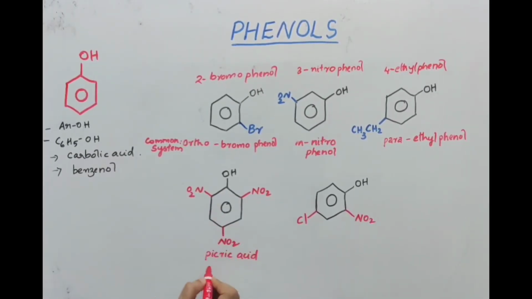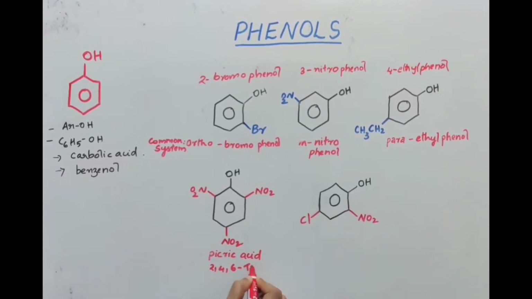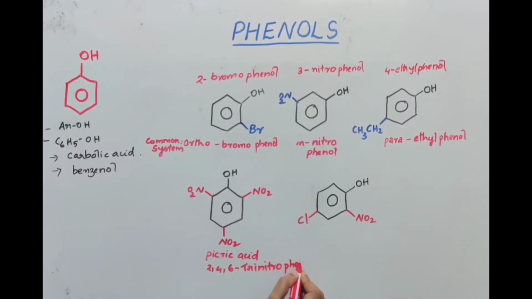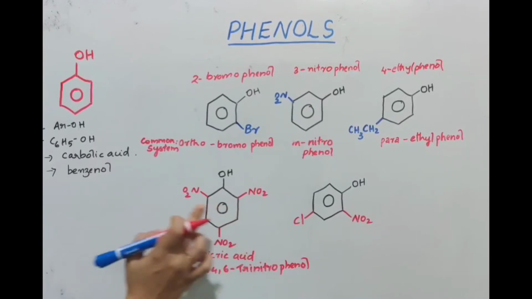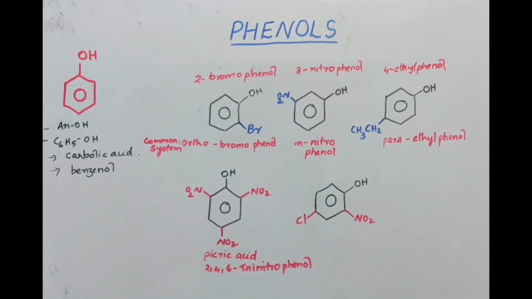We can name it as 2,4,6 trinitrophenol. This is commonly called picric acid, and the IUPAC name is 2,4,6 trinitrophenol.